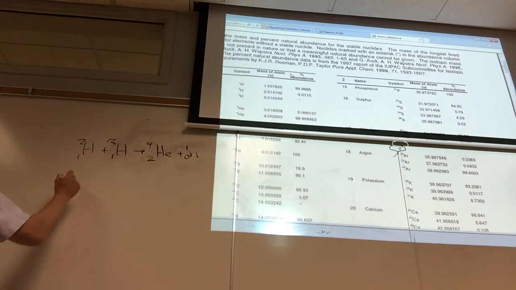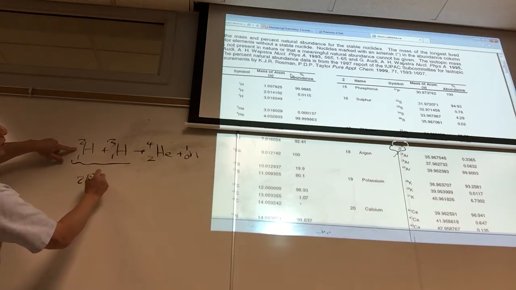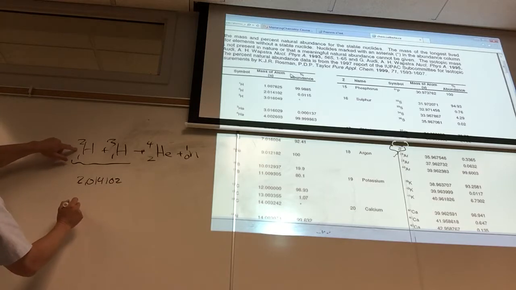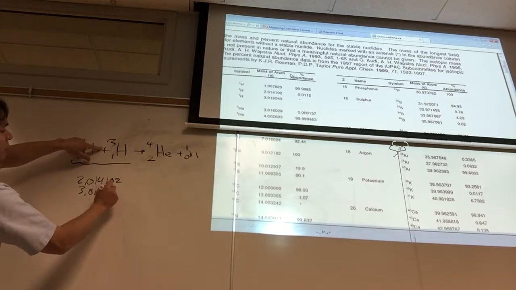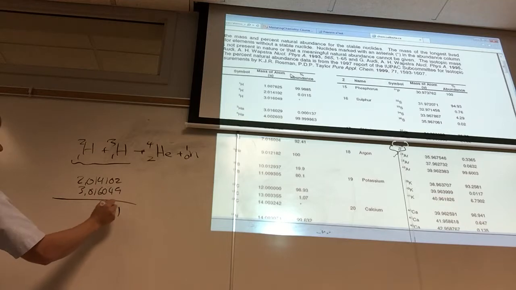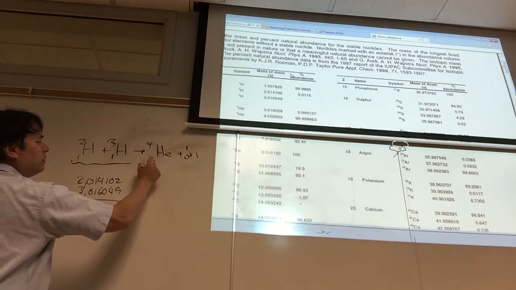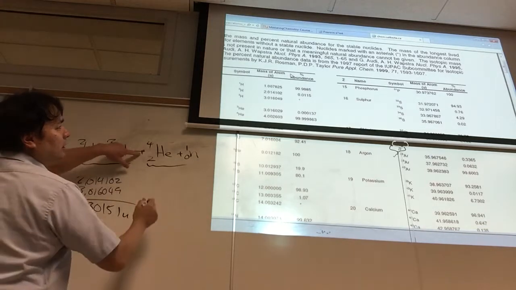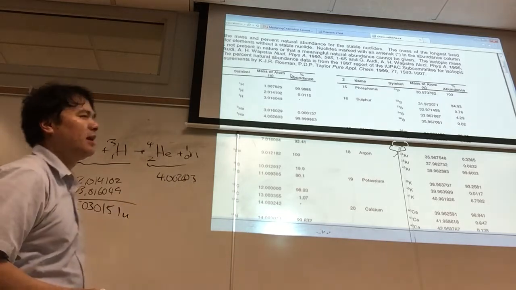All right, so let's figure out the mass here. And so we have a deuterium, which is 2.014102 U. We have a tritium, which is 3.016049 U. And so the total mass on the left is 5.030151 U. And then we figure out the total mass on the right. Helium-4 is 4.002603. And how much is a neutron?